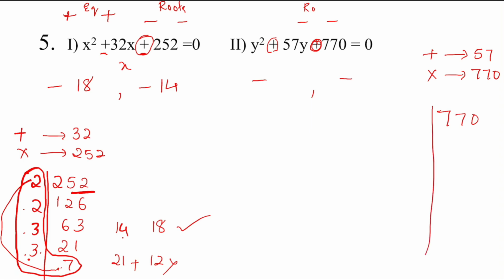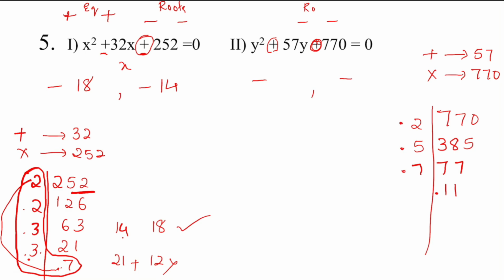Find the factors of 770. Now start with the smaller number. 2 3s are 6, 1 will remain. 2 8s are 16, 1 will remain. 2 5s are 10. Next, 5 7s are 35, 3 will remain. Again 7s are 7 11s are 77. Okay, so further we cannot get. So 11, 7, 5 and 2 are the factors of 770.